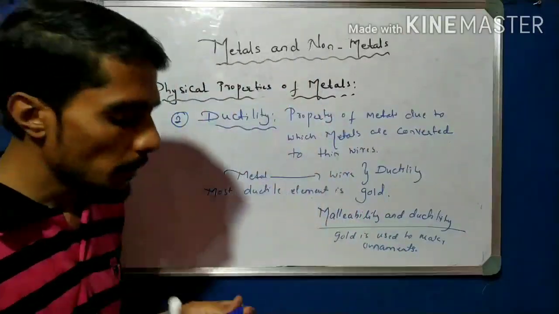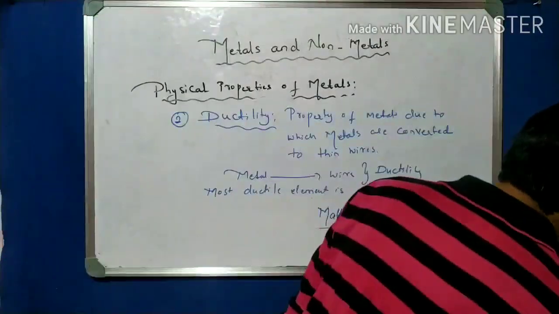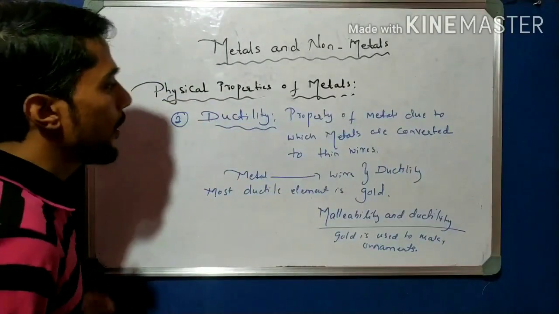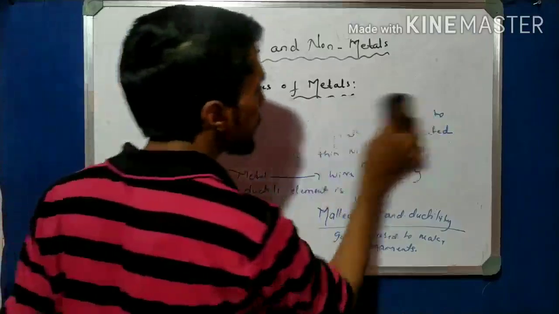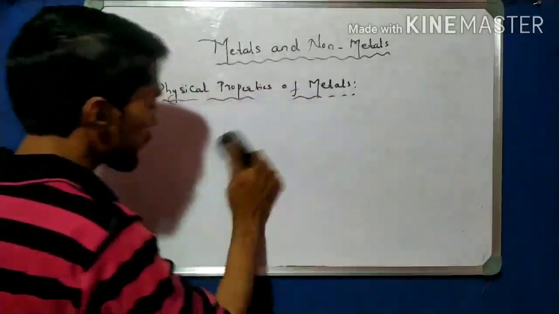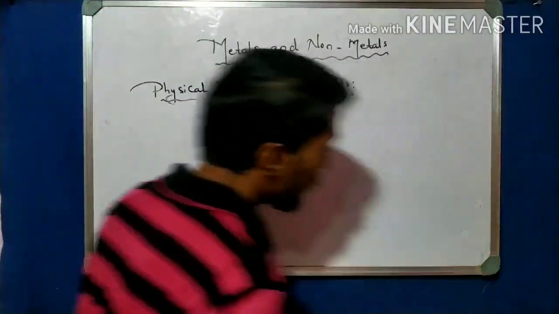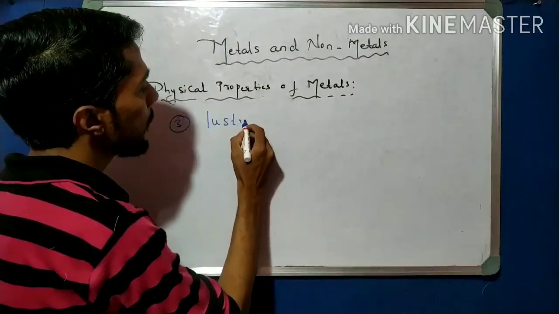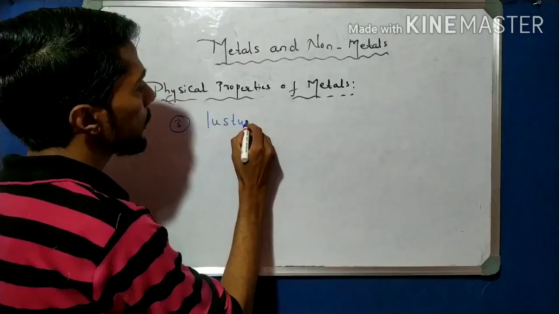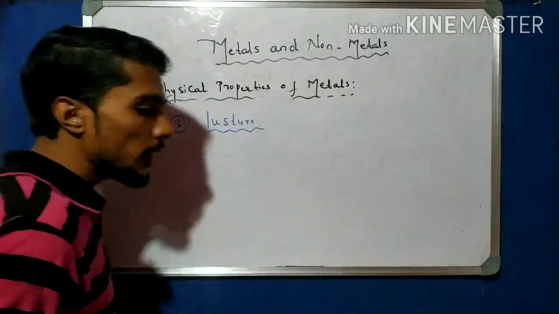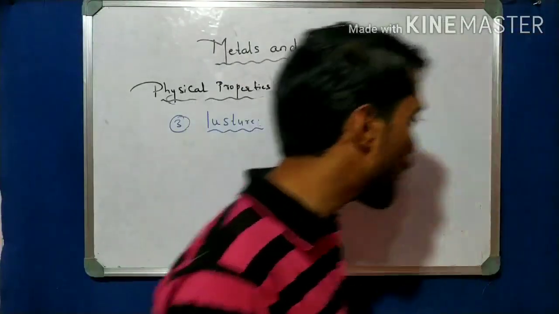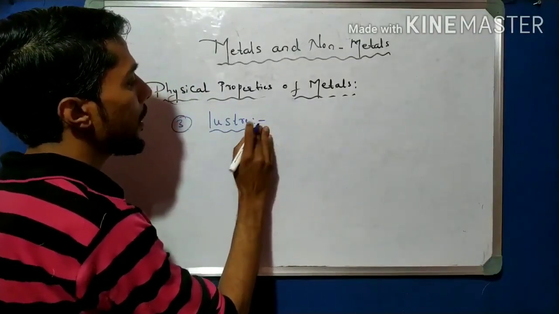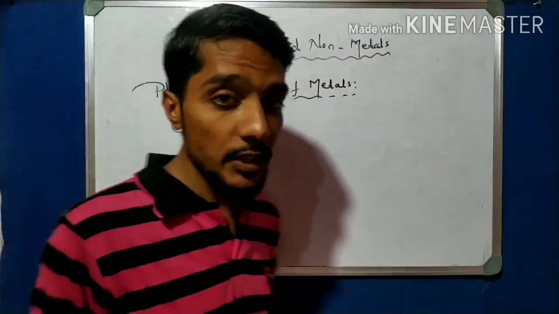Please write down this one, the third property. Now come to the third one, that is important: luster. So what is meant by luster here?